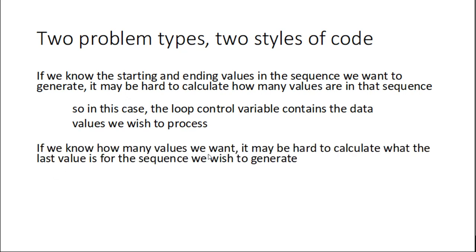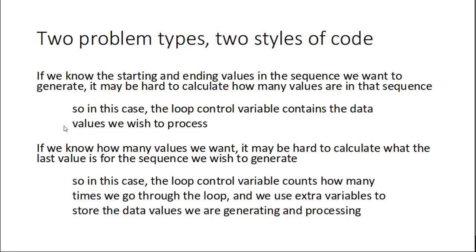However, if you know how many values you want, it might be hard to calculate what the last value is for the sequence, as we saw with the first 47 multiples of 7. So in that case, the loop control variable counts how many times we go through the loop, and extra variables are used to store the data values you are generating and processing.